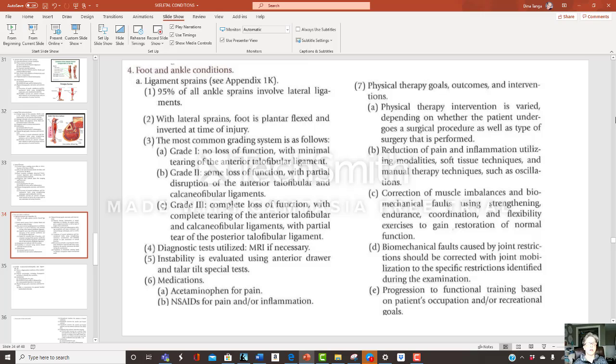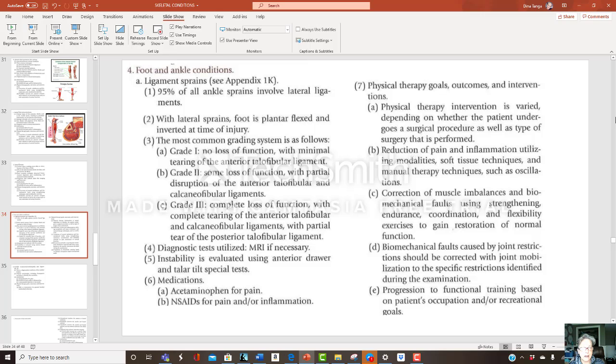Quit barking. Grade 1: no loss of function with minimal tearing of the anterior talofibular ligament. Grade 2: loss of some function with partial disruption of the anterior talofibular and calcaneofibular ligaments. And grade 3: complete loss of function with complete tearing of the anterior talofibular and calcaneofibular ligaments with partial tear of the posterior talofibular ligament. Diagnostic test is an MRI if necessary.